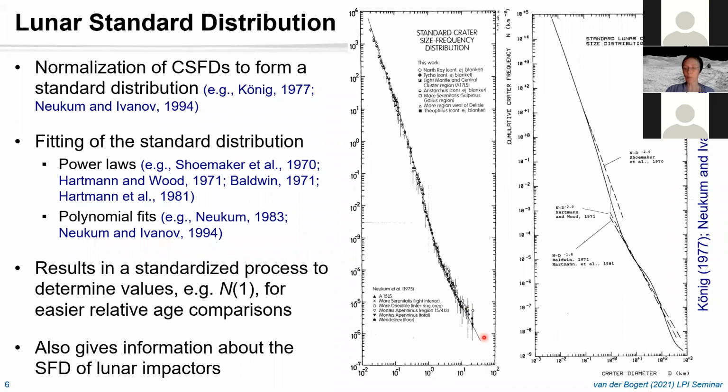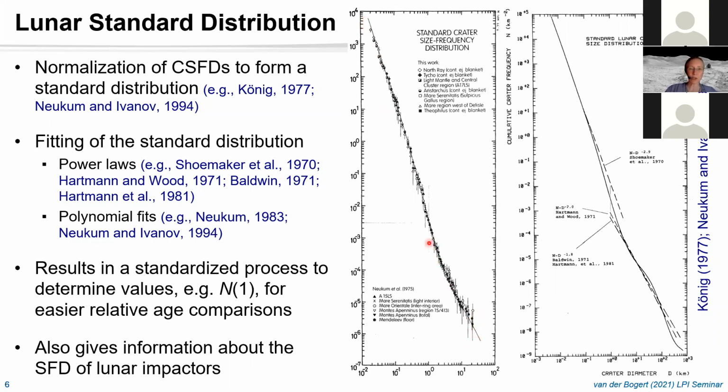Now, it gives you information about, for example, the size frequency distribution of the impactors that are hitting the Moon. And it's implicit to this normalization that the shape of the impactor population has not changed with time. Okay, so this is an important point that we unfortunately don't have time to get into today, but it bears on whether there was a change in the population of impactors early in lunar history or not. So that's a little teaser: if you want to read more about that, you can send me an email and I'll provide some information.